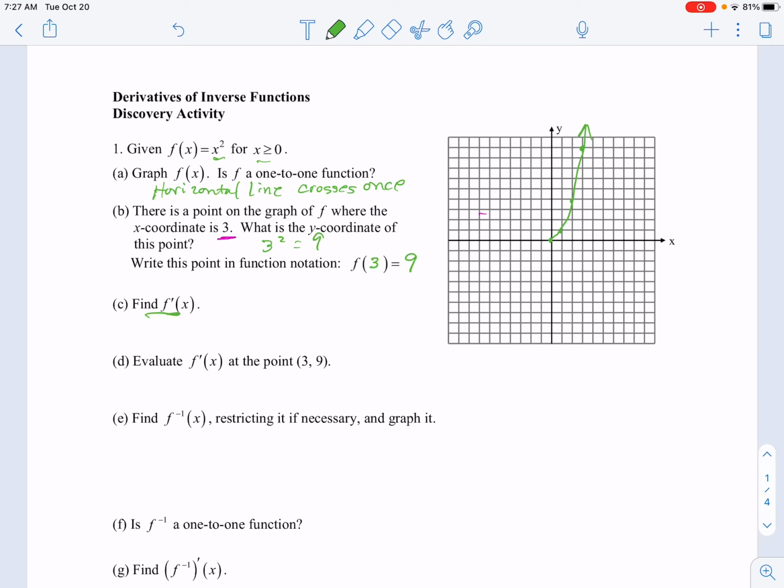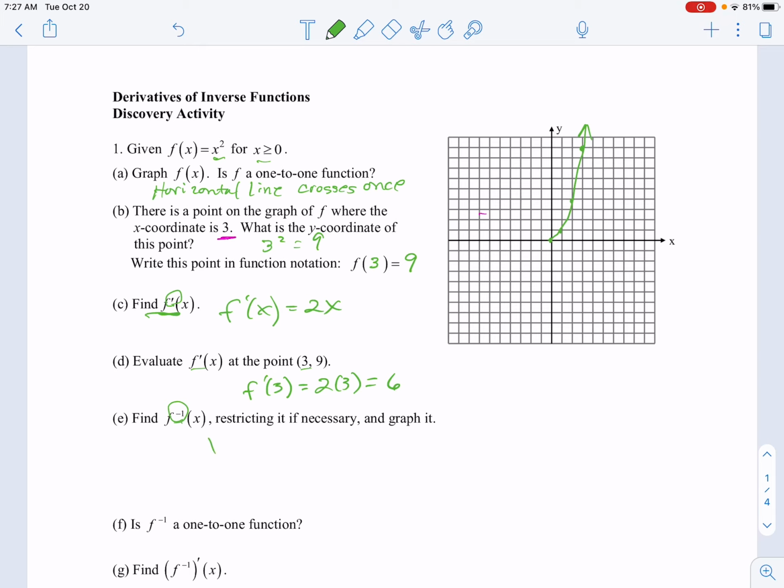Now it says find the derivative. Be careful of notation: derivative, inverse. You have to read carefully. So the derivative of f of x is equal to 2x. They want the derivative at 3, so f prime of 3 is equal to 2 times 3, which is 6.